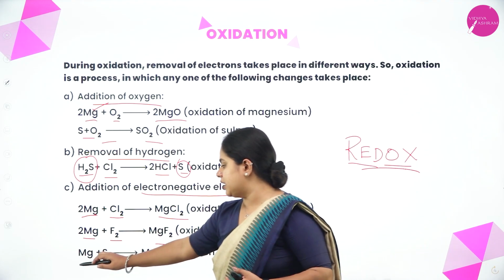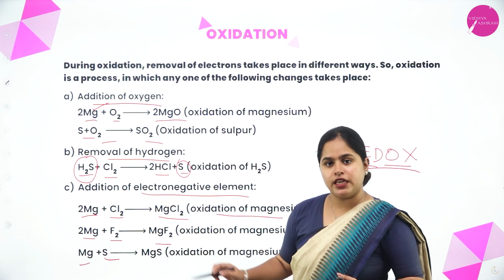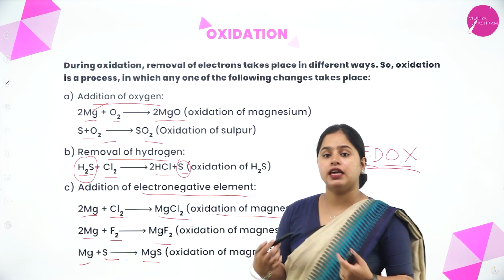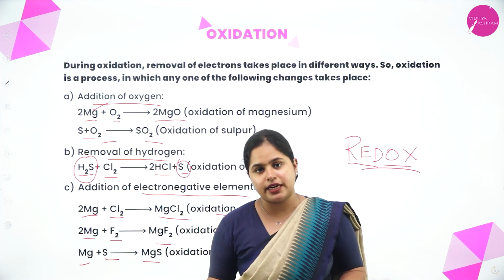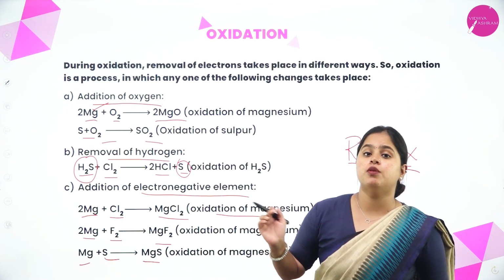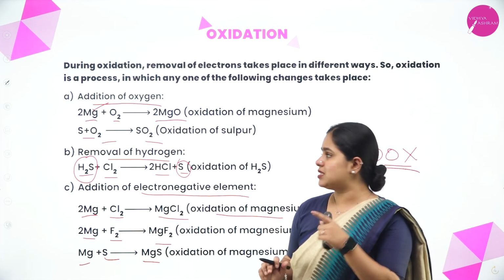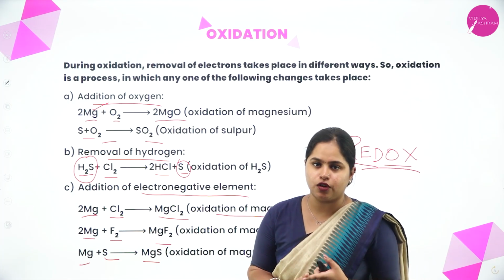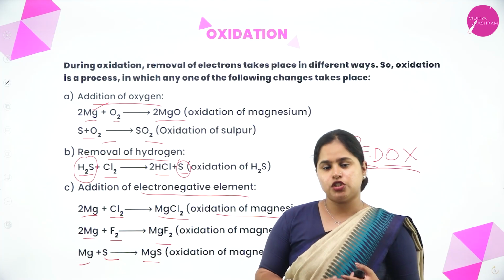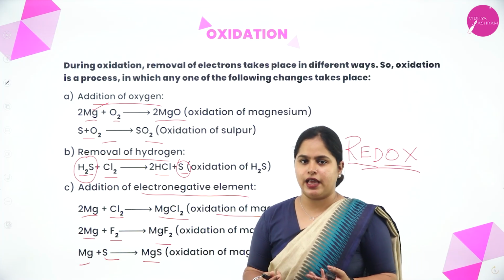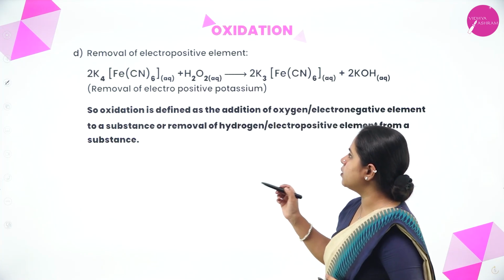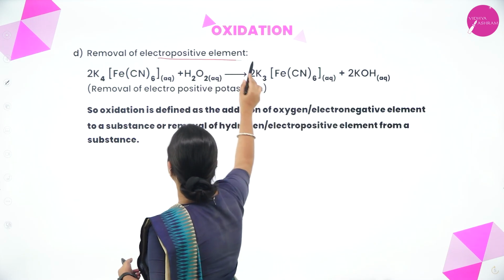The next one is magnesium plus sulfur. Here also you get magnesium sulfide. Here as well, yes, magnesium is getting oxidized by the addition of a more electronegative element. These three ways, I hope it is clear: either addition of oxygen, removal of hydrogen, or addition of an electronegative element. The next and the last one is removal of an electropositive element.